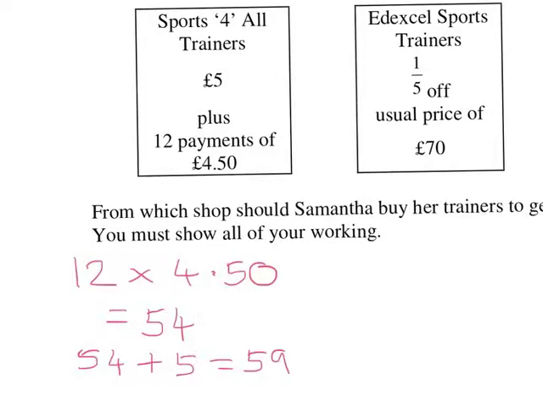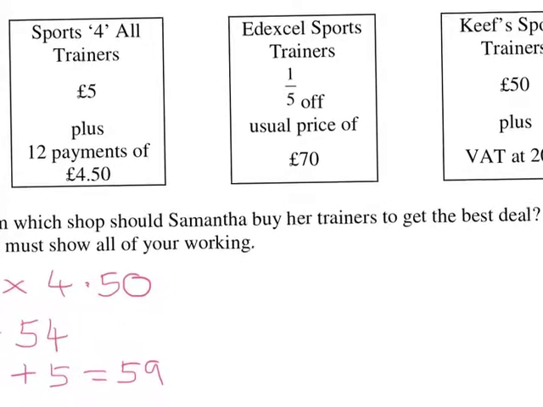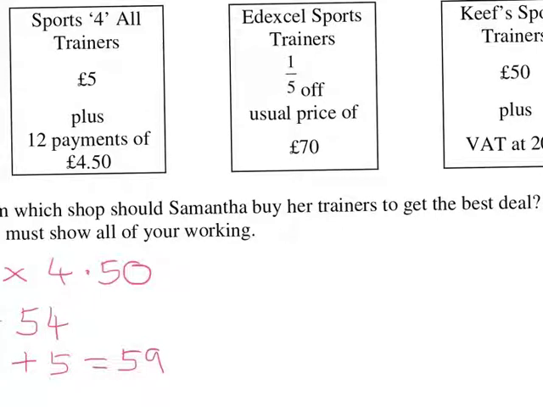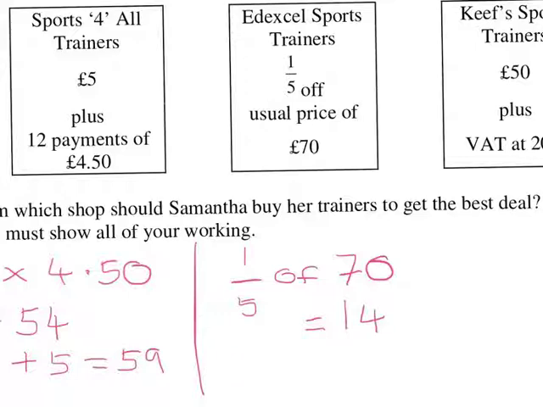Okay, next we're going to look at Edexcel sports trainers. Edexcel sports trainers, 1/5 off £70. So we need to work out what 1/5 of £70 is. Well, this is going to be a different question, so we need to separate them up. 1/5 of £70, we'll divide 70 by 5, and we're going to get 14. Right, so that means the price that the trainers have been reduced by is 14.